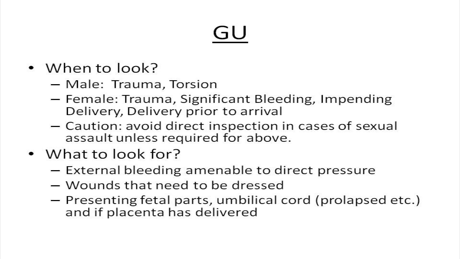What are we looking for? Well, we're looking for external bleeding amenable to direct pressure and other means of control. We're looking for wounds that need to be dressed. And obviously, in the setting of childbirth, we're looking for presenting fetal parts, umbilical cord, prolapsed cord, and if a placenta has delivered yet, as well as if there's ongoing bleeding after the delivery.